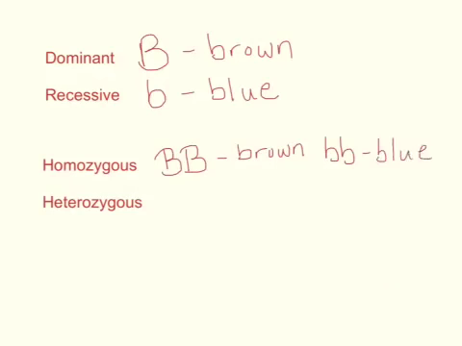Let's also do heterozygous. That means that you have one allele that is dominant and one allele that is recessive. But since the dominant hides or masks the recessive, that person also has brown eyes. So let's continue.